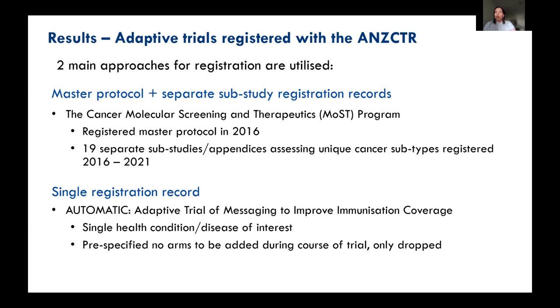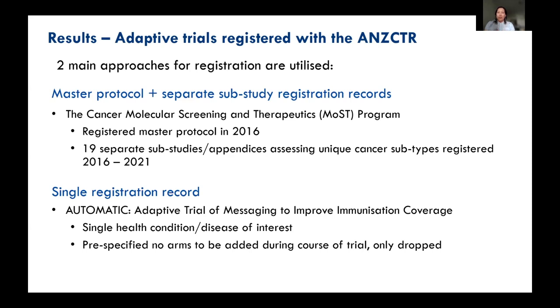The first approach that we have reviewed is the master protocol with separate sub-study registration records approach. This is typically used for adaptive trials that are known to evolve over time. The first adaptive trial that we registered in this fashion was the Cancer Molecular Screening and Therapeutics, or MOST, program. The researchers came to us in 2016 and said, we have this novel trial design.